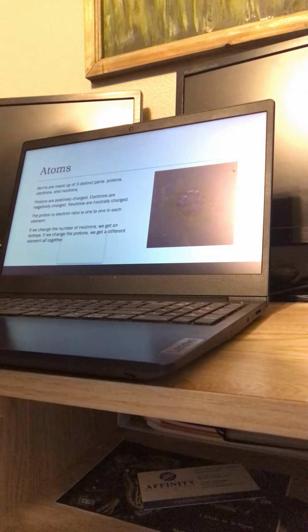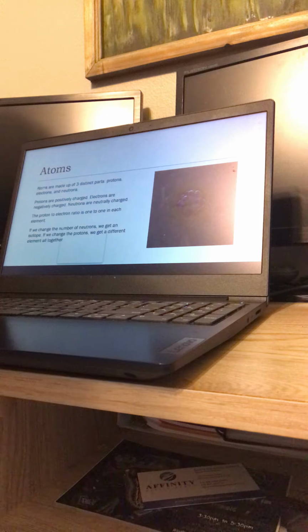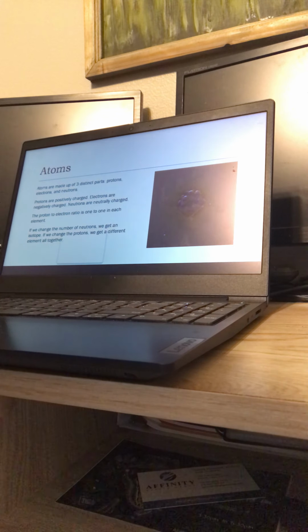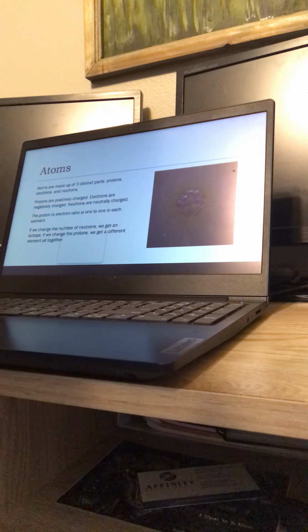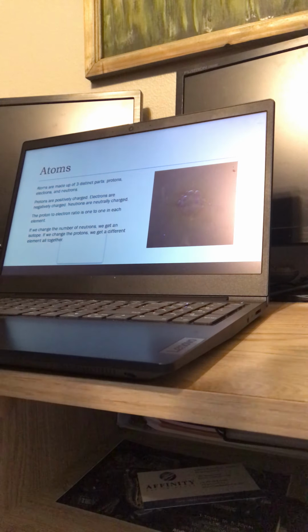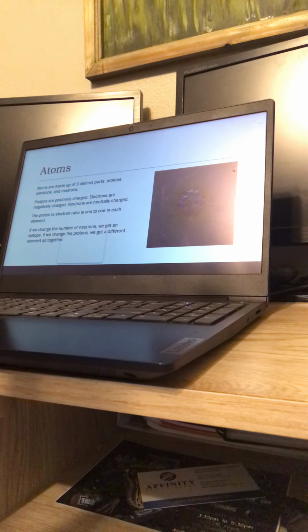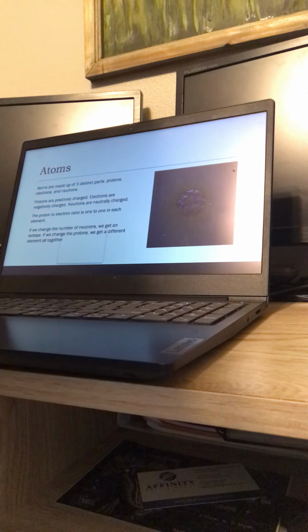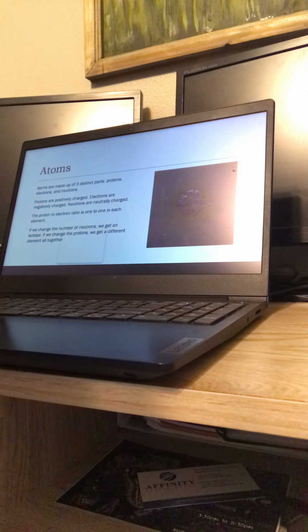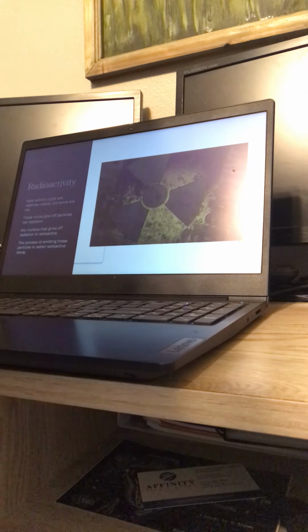So the first thing we have to look at is atoms. In the atoms, we have the proton, electron, and neutron. Protons are positively charged, electrons are negatively charged, and neutrons are neutral. The proton to electron ratio in each element is 1:1. The proton to neutron ratio is also roughly 1:1. As we change the number of neutrons, we get an isotope. And whenever we change our number of protons, we get a whole other element.